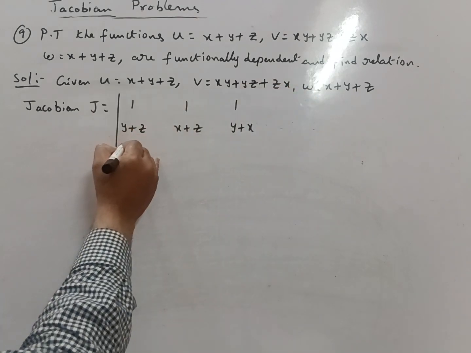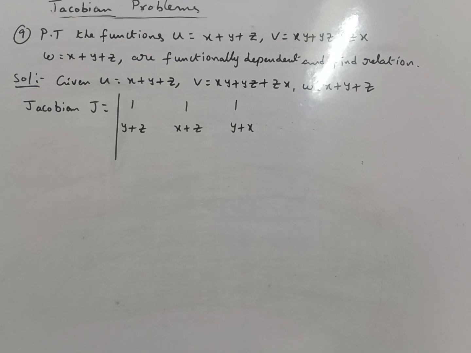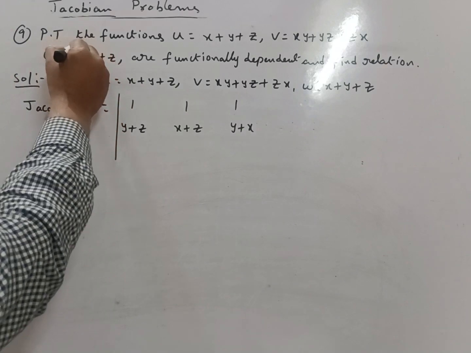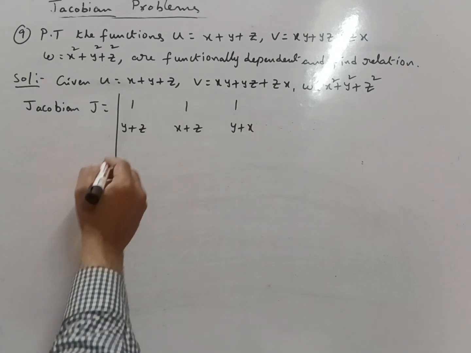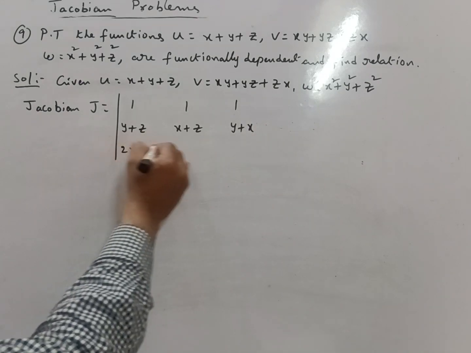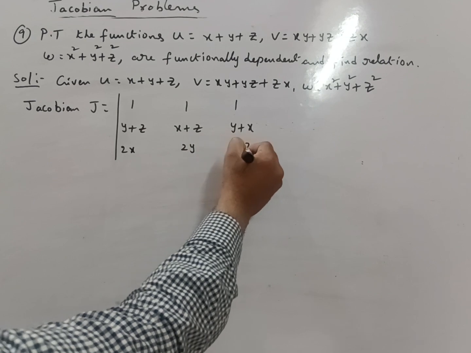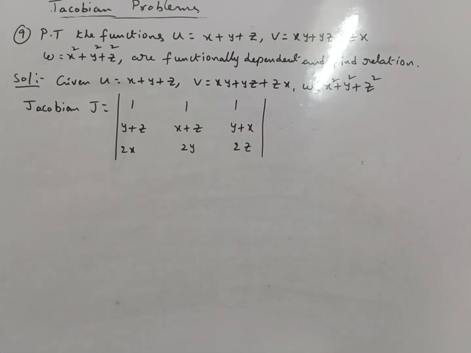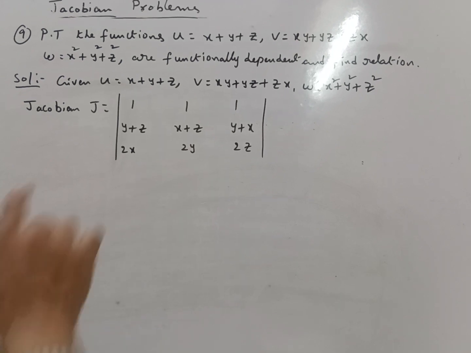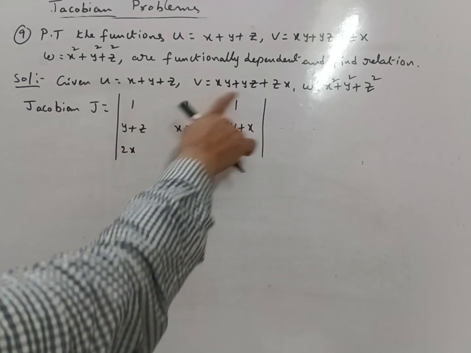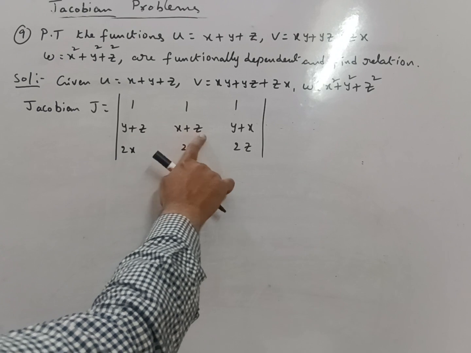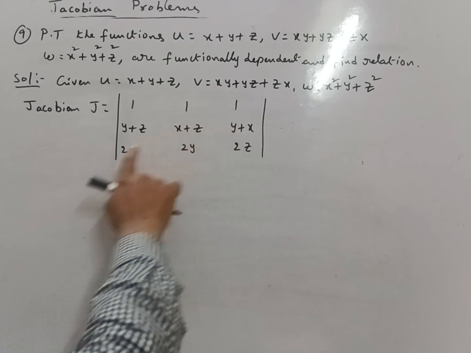W, sorry, W is x² + y² + z². So w with respect to x gives 2x, with respect to y gives 2y, and with respect to z gives 2z. This is the Jacobian we calculated. So u with respect to x, y, z, v with respect to x, y, z, and w with respect to x, y, z.